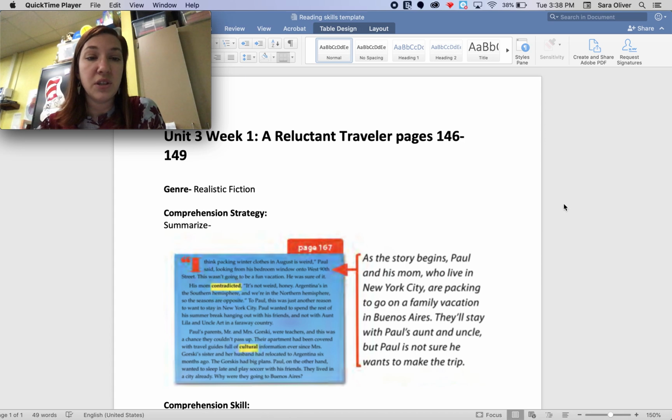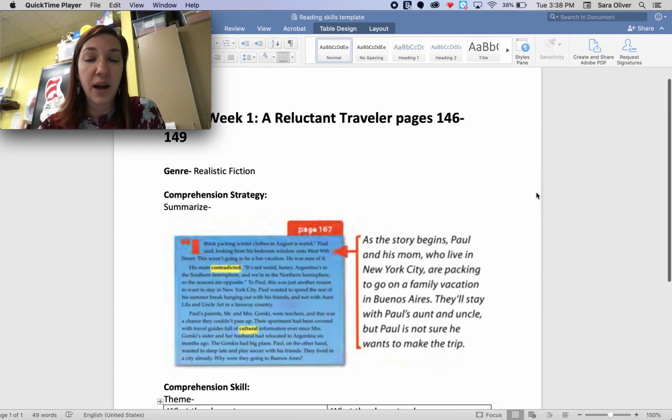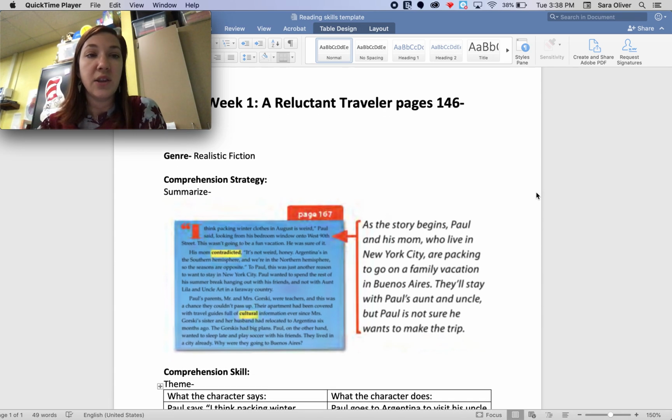Our comprehension strategy is to summarize. So if you take the story and break it into different parts, we have a beginning, a middle, and end. For the beginning of the story, we could say that as the story begins, Paul and his mom are packing to go on a family trip. They'll stay with his uncle and aunt. He does not want to go on the trip. A summary is normally one sentence, and you're retelling what it is about.